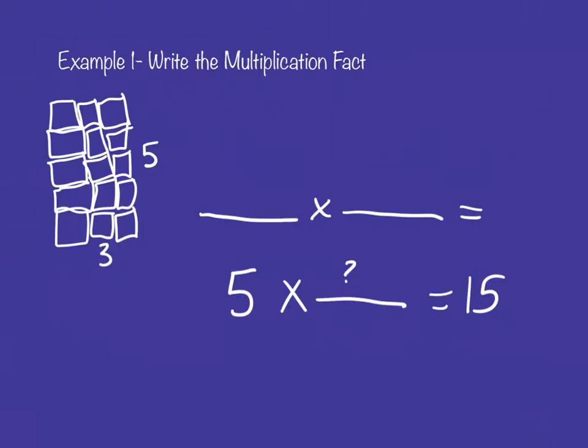So, for example 1, we have write the multiplication fact. As you can see, I have a 5 by 3 rectangular shape. Now, I have this little setup here for where we can write our multiplication fact. So as we already know, there are 5 in each row of the 3. So, what would we put here? Well, you would put 5 times 3, which gives you a total of 15. There are 15 tiles altogether.